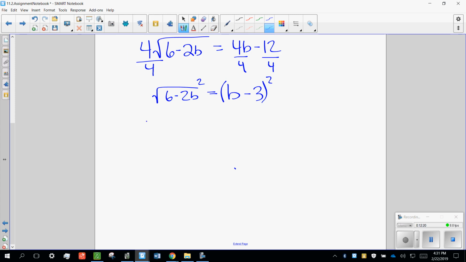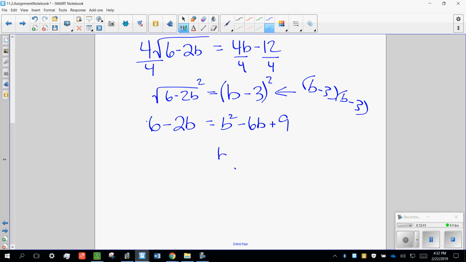And so we get 6 minus 2b is equal to b squared, because remember, b minus 3 times b minus 3, minus 6b plus 9. Now when we squared it, we got a quadratic term, so we get everything to the other side. We got b squared. I started with negative 6b. I'm going to add 2b. That'll be minus 4b. I'm going to subtract 6 from both sides, and I get plus 3 is equal to 0.